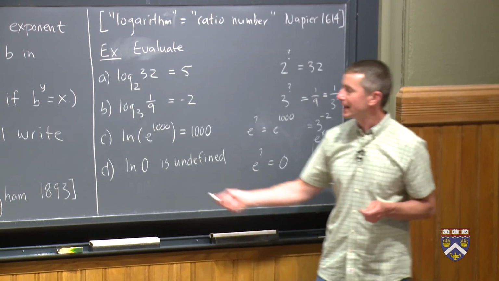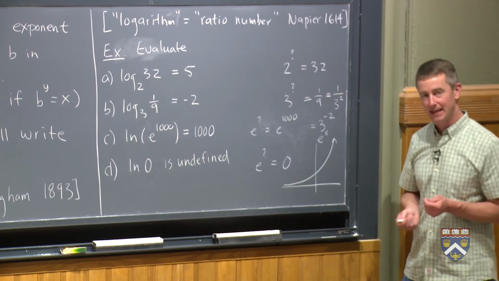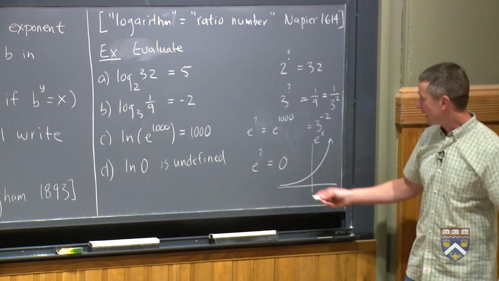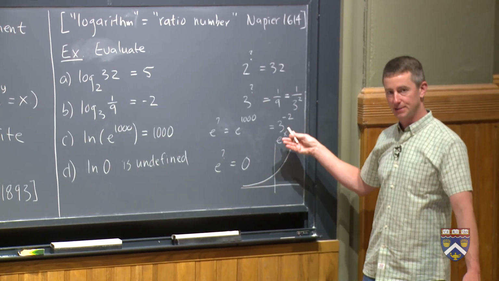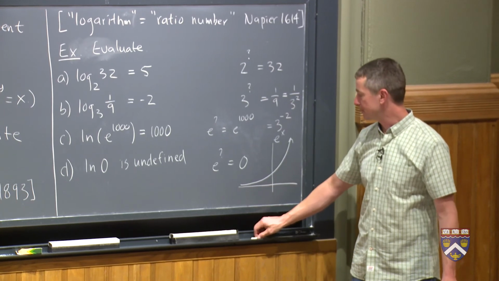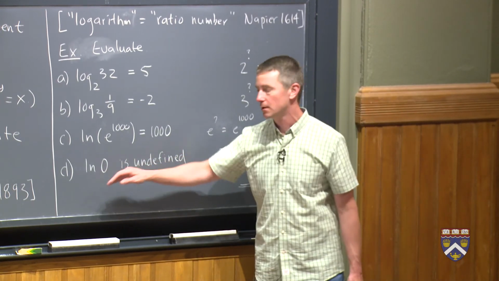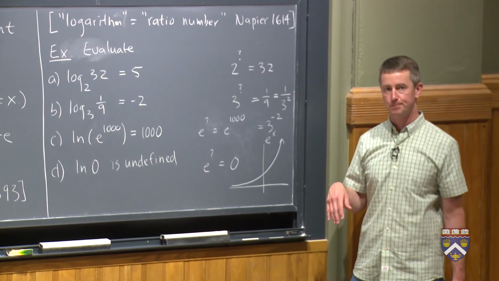We can only put into the log function things that come out of the exponential function. And as we saw last week, the things that come out of the exponential function are all positive numbers. So we cannot put a 0 into a log function. We cannot put a negative into a log function.